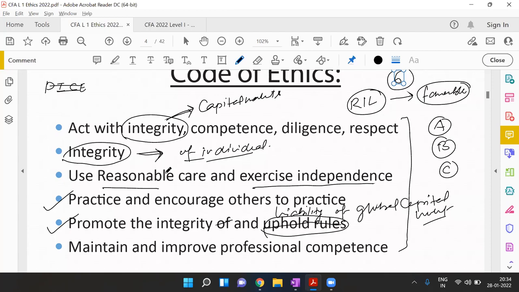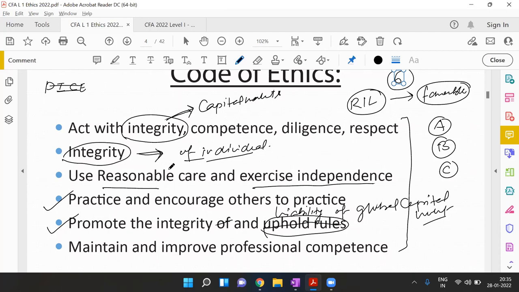Sir, code number 3, sir. Use reasonable care, sir. Ye thoda dobara bataye. Use reasonable care kehne ka matlab kya hua? Agar aap apne client ko koi bhi product suggest kar rahe ho, and if that product is not suitable for your client, which means what? Are you using reasonable care? Are you being careful to your client? If stock market is doing well and your client is under so much liability, are you going to advise your client to invest in stock market?